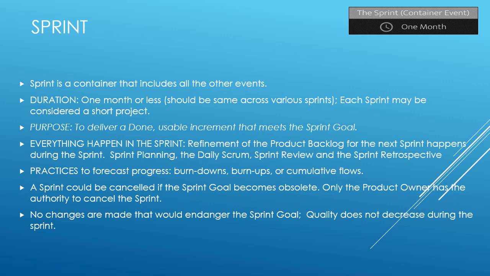During a sprint, no changes are made to the sprint goal. However, scope can be altered without disturbing the sprint goal in agreement with the product owner. In a sprint, quality is not decreased or compromised.